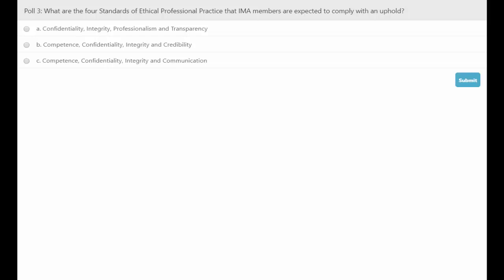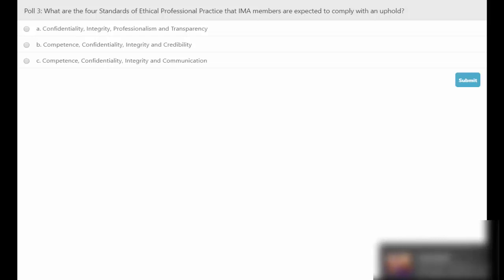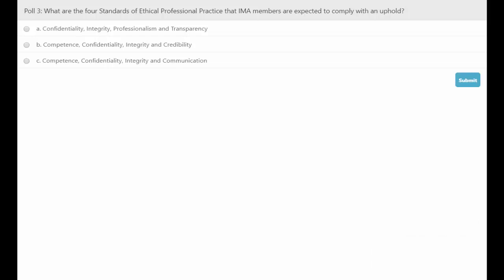Confidentiality, integrity, professionalism, and transparency. Or option B is competence, confidentiality, integrity, and credibility. Or C, competence, confidentiality, integrity, and communication. Please be sure to select the appropriate response. I'm going to turn it back over to Sue so we can see how our audience has responded today.